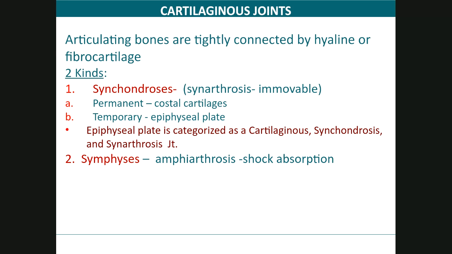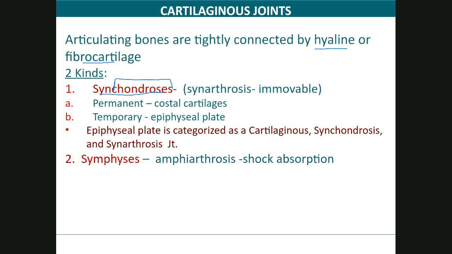The next joint classification is called a cartilaginous joint. These joints are connected with cartilage, either hyaline cartilage or fibrocartilage. So there's two kinds. There's a synchondrosis. Don't confuse this with the syndesmosis of a fibrous joint, and you're going to differentiate it because this says synchondrosis, versus a syndesmosis, which is a fibrous joint.